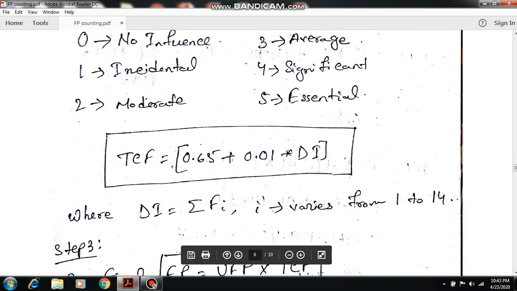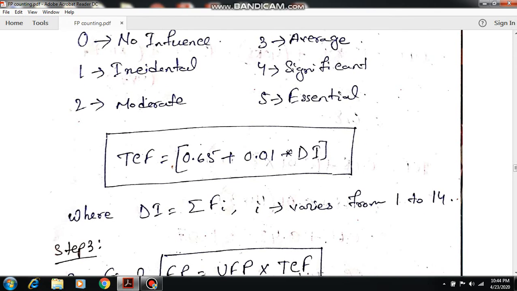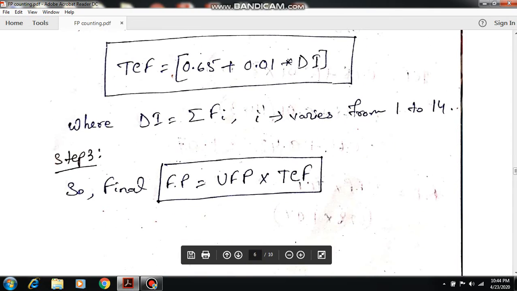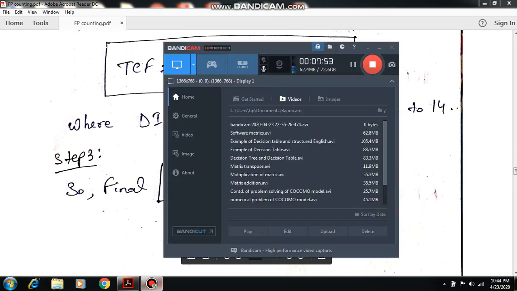Now the TCF calculation formula. TCF is equal to 0.65, which is the predefined value, plus 0.01 times DI. DI means the degree of influence, which is the sum of all the 14 questions. So DI is the sum of FI, where i varies from 1 to 14. Now the final function point is calculated by multiplying the UFP with the TCF.